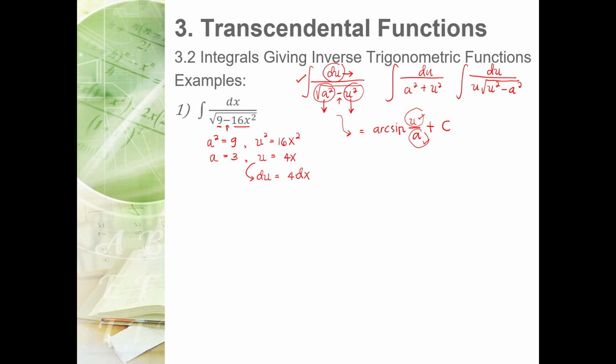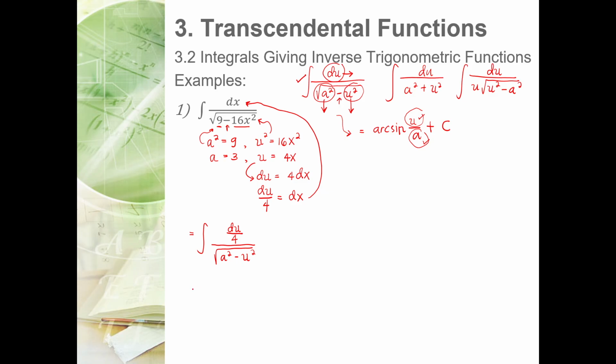And then isolating your dx, so you have du all over 4 is equal to dx. So this is our value for our dx. This one is our a squared. This one is our u squared. So notice that in replacing the values in our sub technique, we have du over 4 as our dx all over square root of a squared minus u squared.